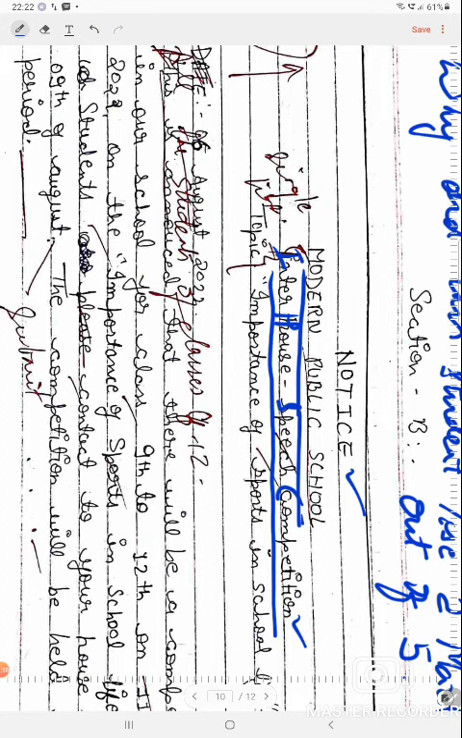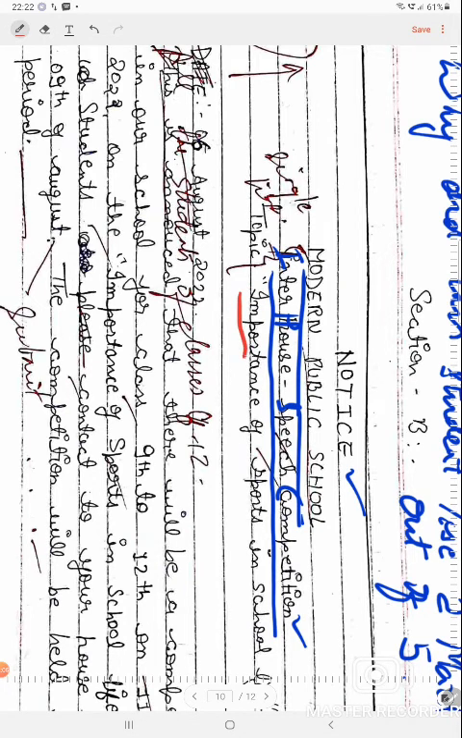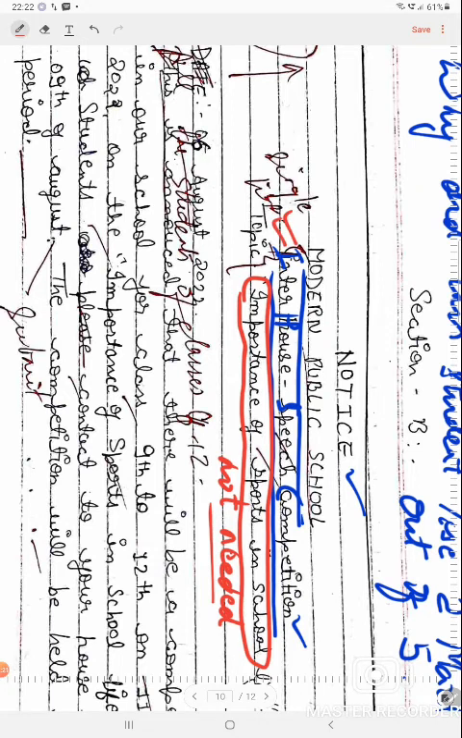It has to be a single line. This student does this elemental, actually fundamental error of writing the theme of the speech as well, which was not needed over here. The speech competition is about to be conducted. That is all very well. No, this is fine. This is the heading or the topic of the notice. But as far as the topic of the speech is concerned, you do not need to write the topic over here. So avoid this.